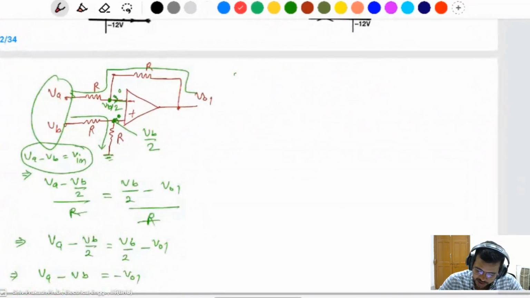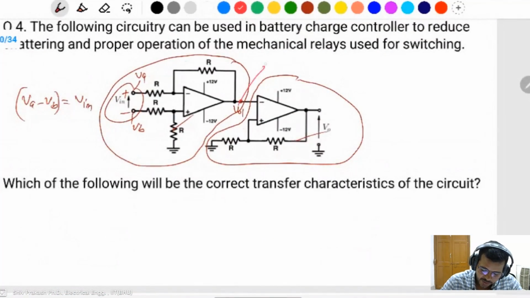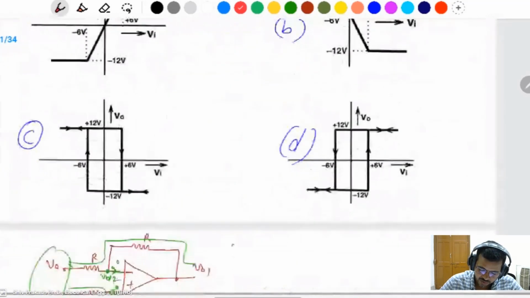Okay, one circuit is complete. It means this is the same as the minus of V in. I have taken this Schmitt trigger, and how it will work.